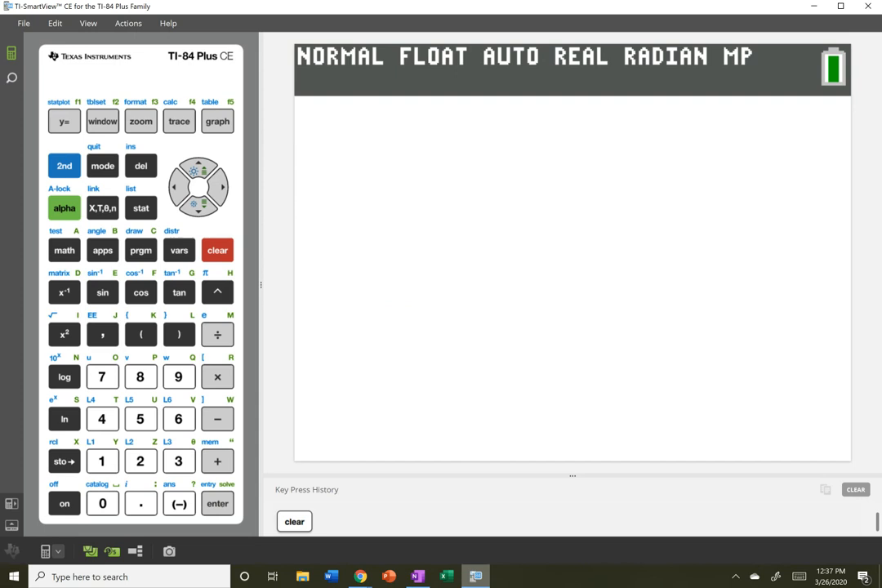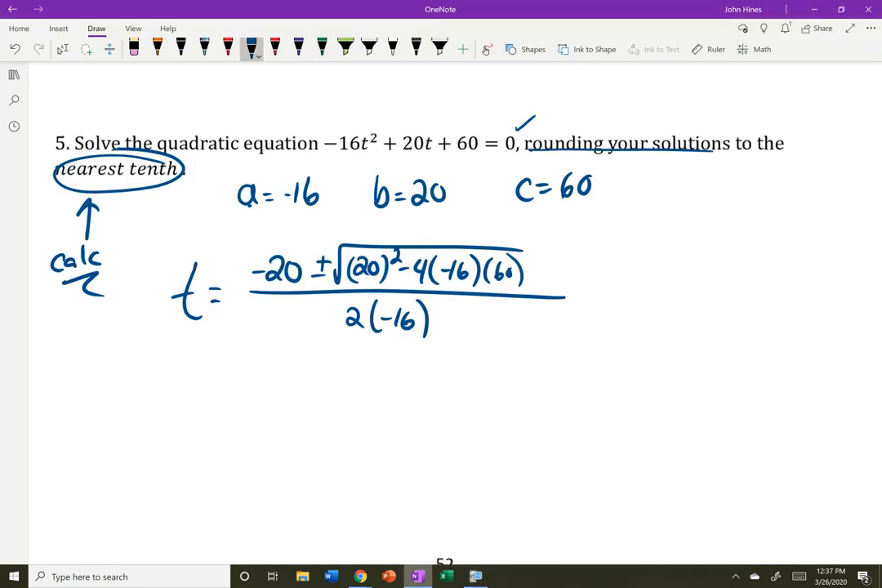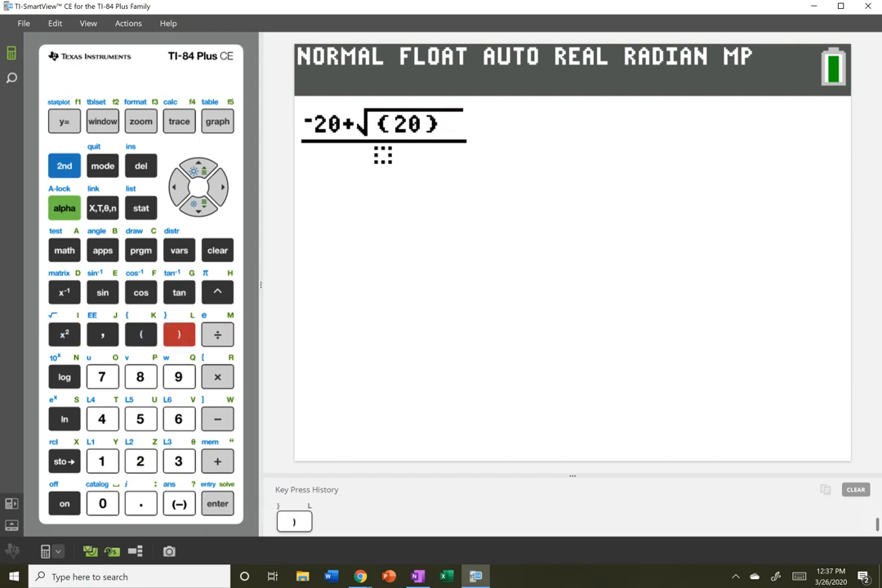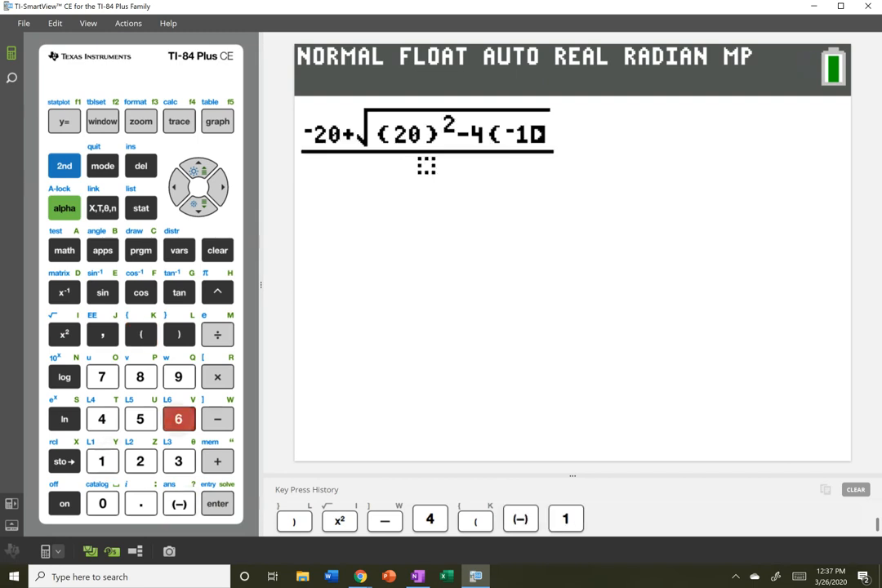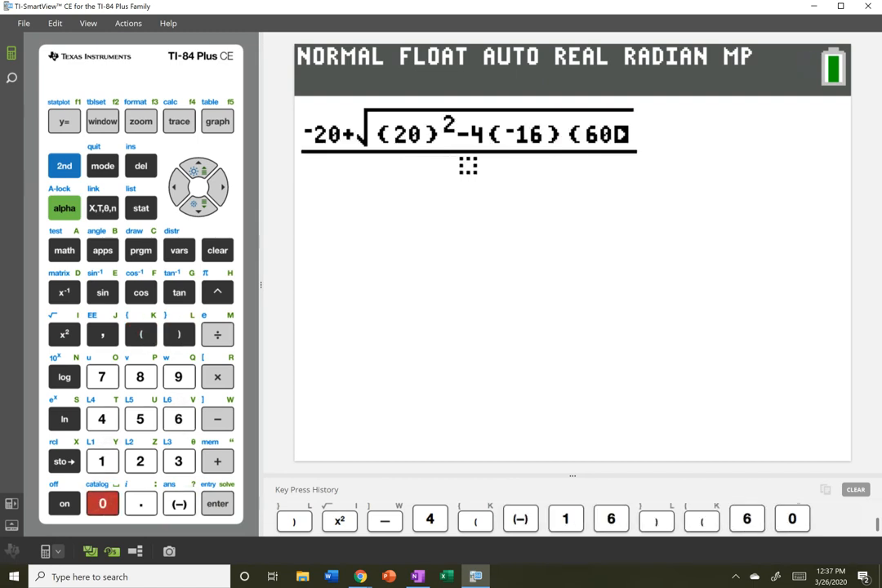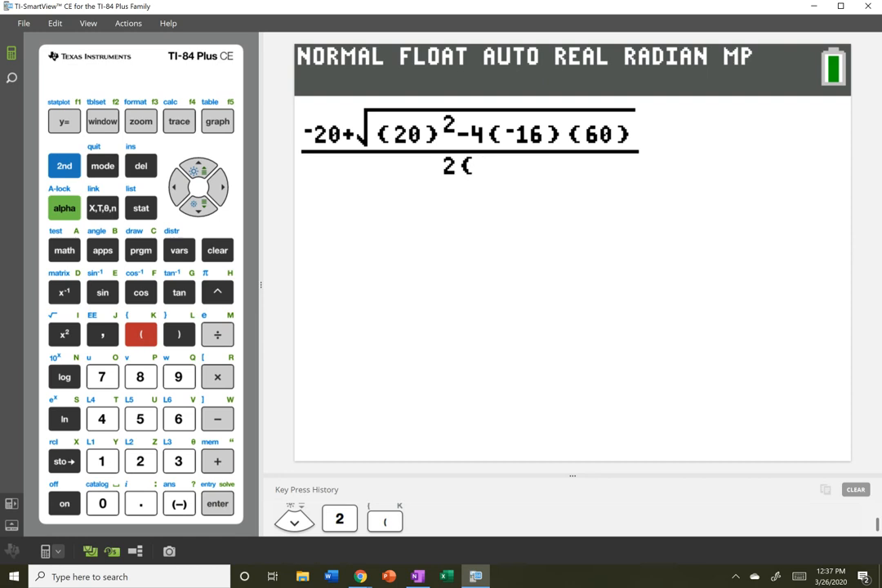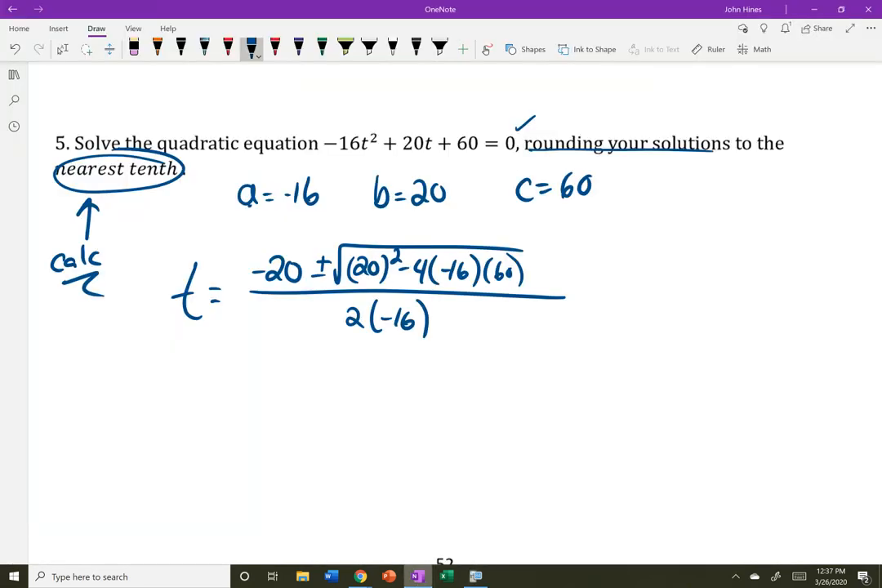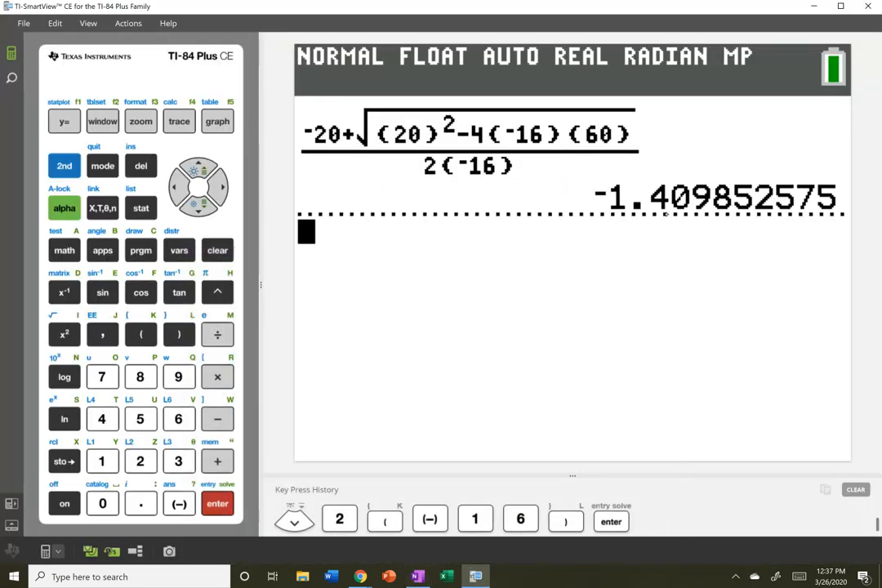So on your calculator, alpha, y equals, enter makes your fraction. And we just start typing. X equals negative 20 plus, let's do the plus one first, the square root of 20 squared minus 4 times A times C all over 2A. And I hit enter and it's going to give me a decimal representation. So it says round your answer to the nearest tenth, 1 decimal point. I look at the next digit, so I got negative 1.4.